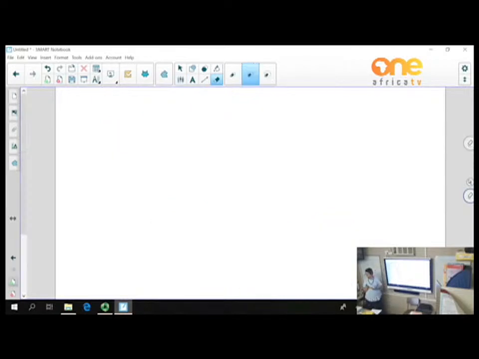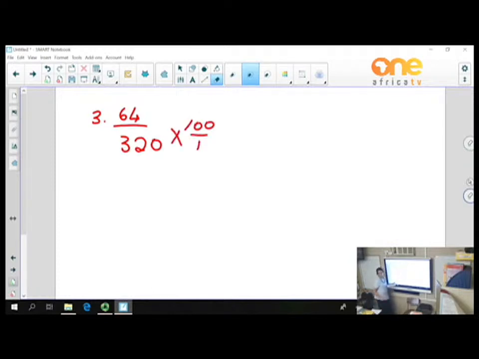Right, the next question is number 3. Express 64 as a percentage of that one. So this is question 3 now, 64 centimeters. But what we realize here is there's different units. It's centimeters and meters that we are dealing with. Will then be the 64 over. There's 100 centimeters in a meter, so it will be 320 times 100 over 1. And what is then the answer? 80%.